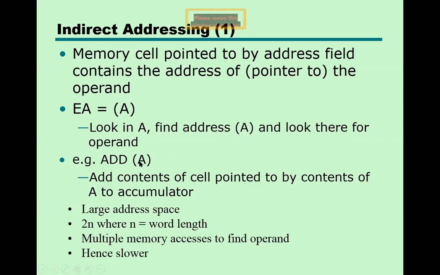If you observe here, you will find a difference. Initially, in the first example, add 5 was there. Then add A without brackets was there because it is direct. But here it is indirect, that's why add (A) in brackets. So add the contents of the cell pointed to by the contents of the accumulator. Whatever the value is there, first you point to that memory cell, and from that memory cell you get your operand.